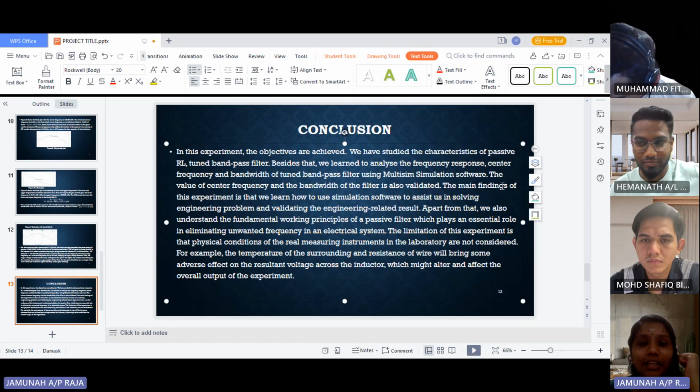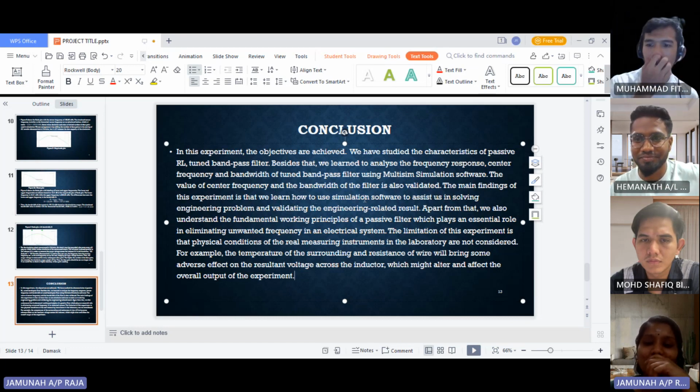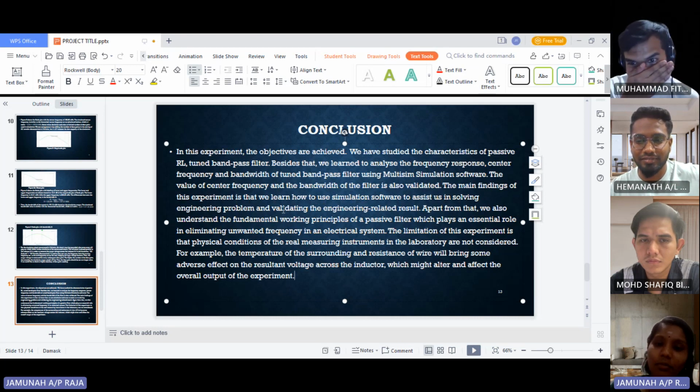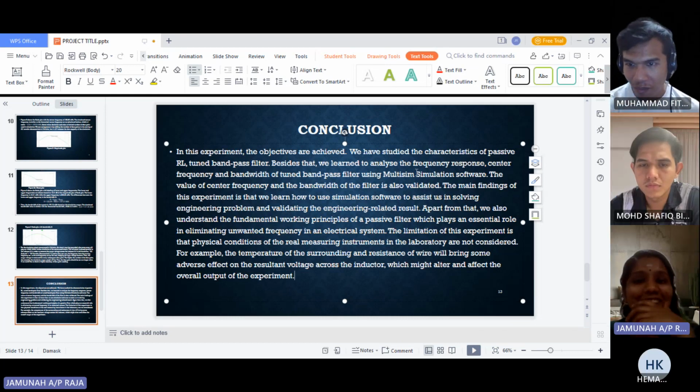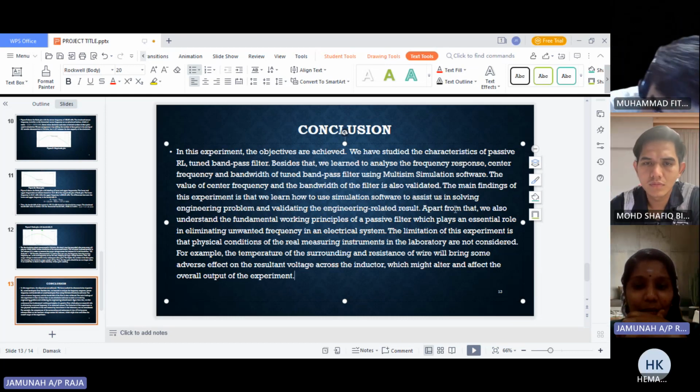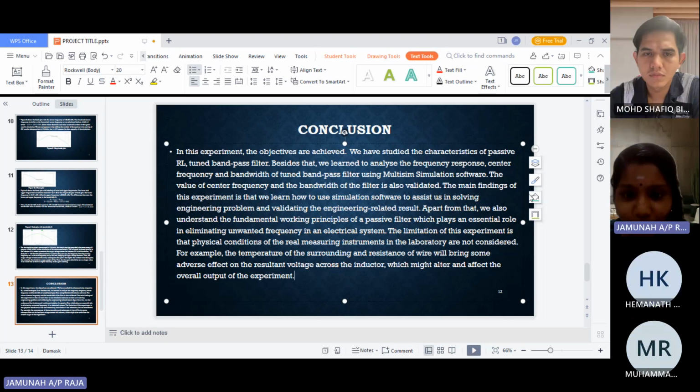The main finding of this experiment is that we learned how to use simulation software to assist us in solving engineering problems and validation. Apart from that, we also understand the fundamental working principle of the passive filter, which plays an essential role in elimination of unwanted frequency in an electrical system.